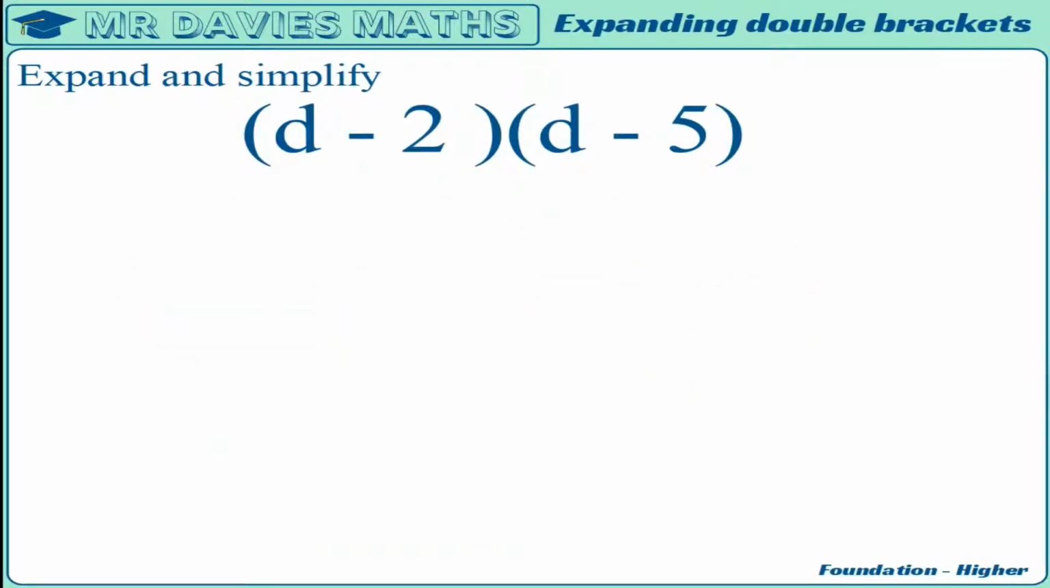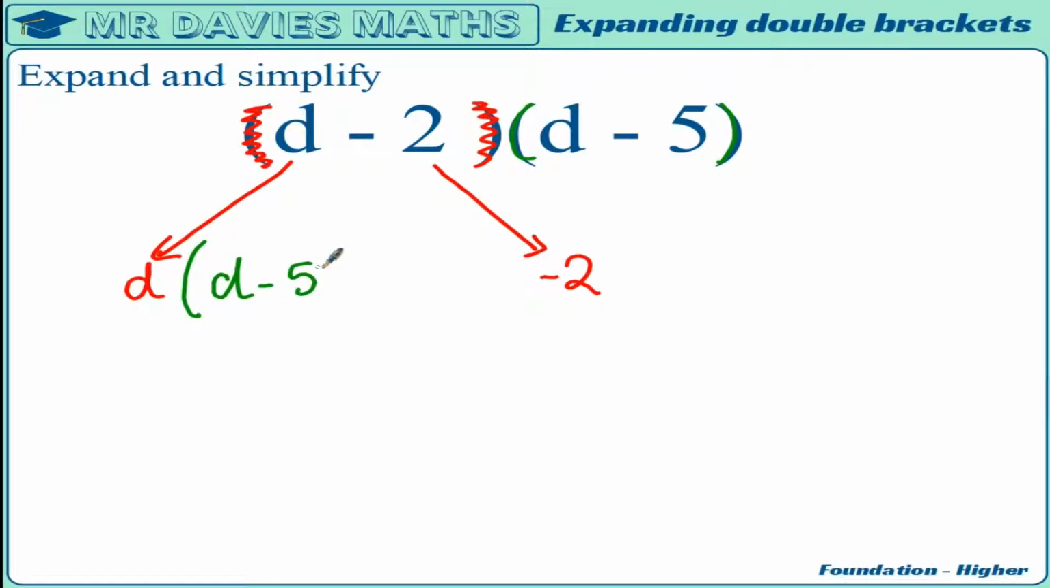What about this one? This time we've got two negatives. Again, we're going to do the exact same process. Hopefully we're really good with our negatives, and this should be quite straightforward. So let's get rid of the first bracket. We're going to put the D over here, and we're going to put minus 2 over here. Right, let's repeat that second bracket. So over here we've got d minus 5 and we've got d minus 5.